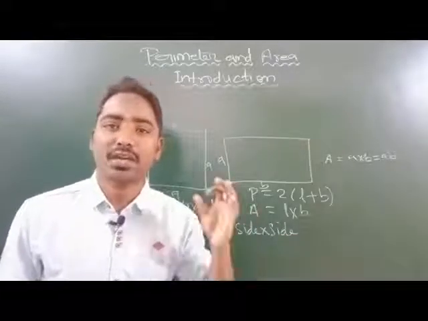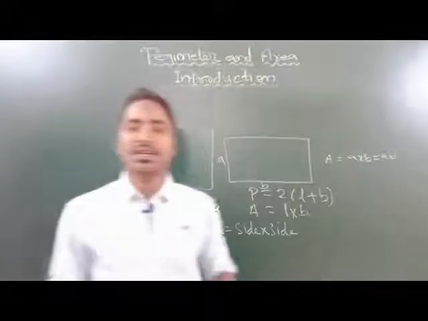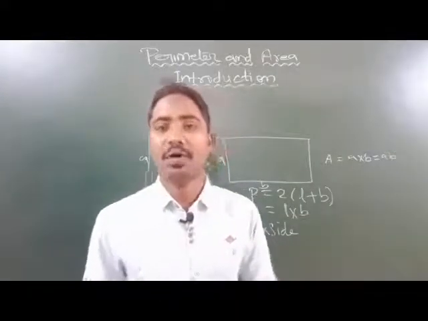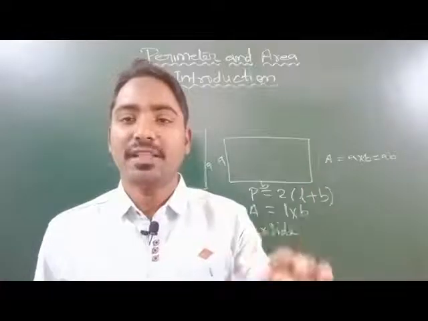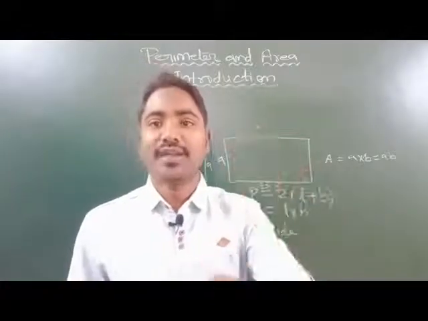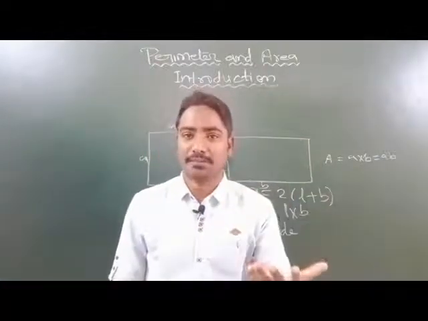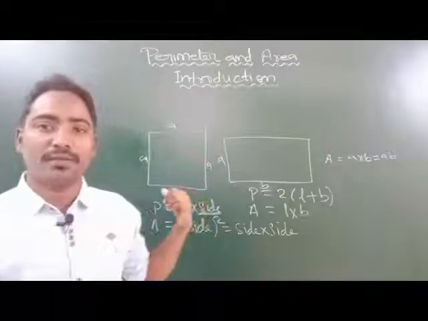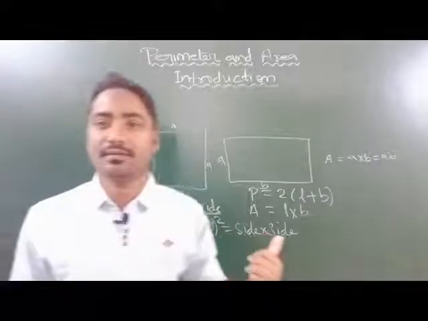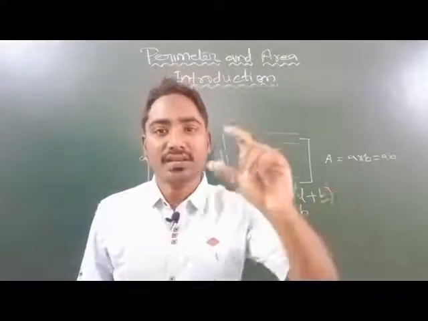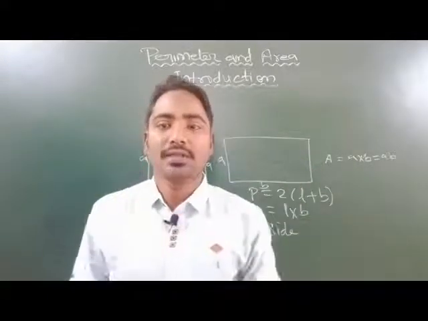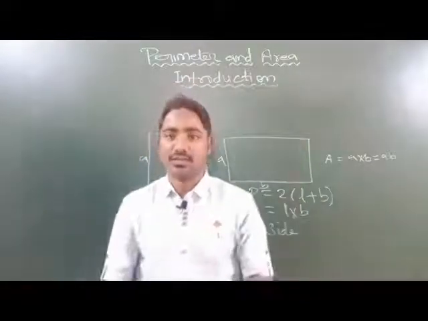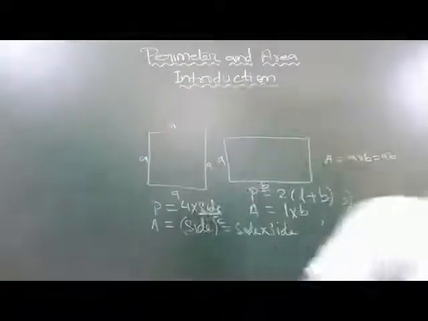You need not get confused, you just have to keep it in your mind that area of a square is found out by the formula side into side, or you can say side square. Similarly, perimeter of a square is found out by the formula 4 into side, meaning the length of any one side when multiplied by 4, then we get the perimeter of that square. So I hope you understood it, students.